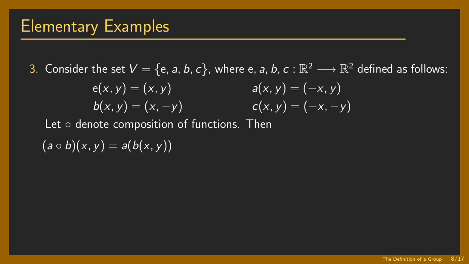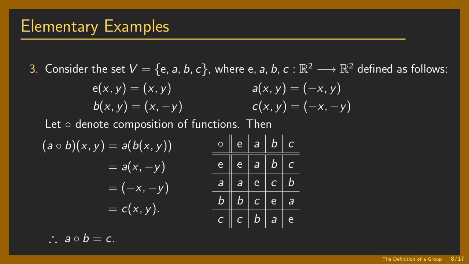Now, B of xy, according to this definition, is x comma negative y. And then we apply A. So as you can observe, the one on the right gets applied first and then followed by A. Now, what is the image of the point x comma negative y under A? What does A do? It changes the sign of the x coordinate. So the resulting image would be negative x, negative y. But as you can see, the same action is being made by C. Therefore, we can say that A circle B is equal to C.